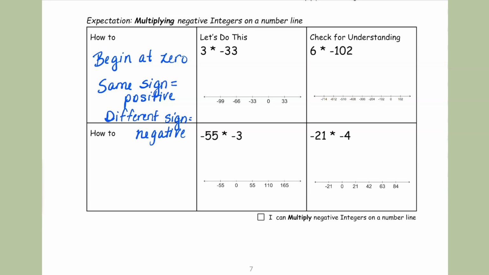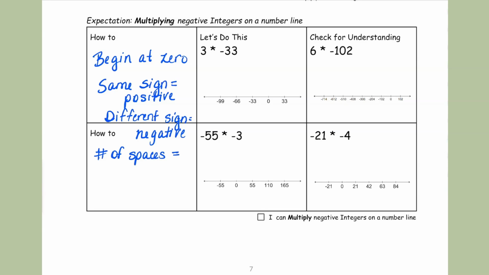Back to our problem, 3 times negative 33, I have a positive and I have a negative. That means they are different. That means the answer that I'm going to get to this problem is going to be a negative answer, because 3 is positive and negative 33 is negative.